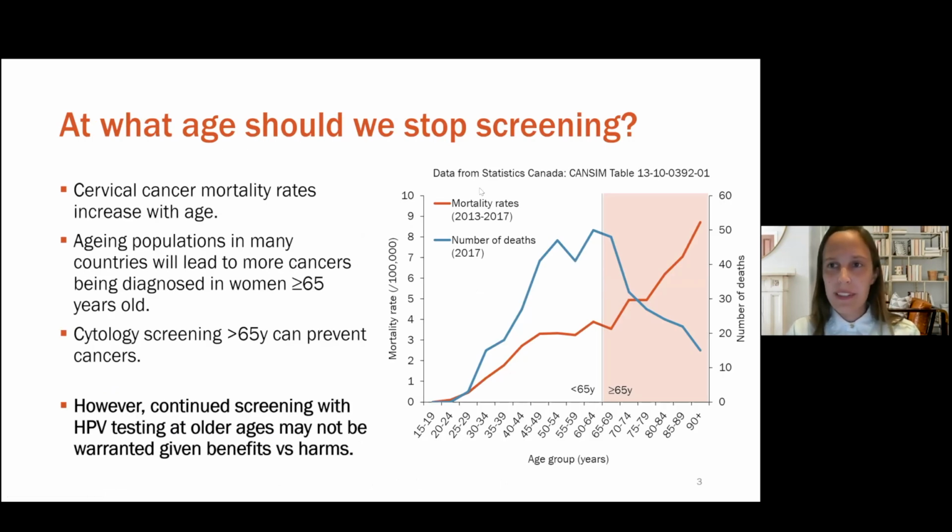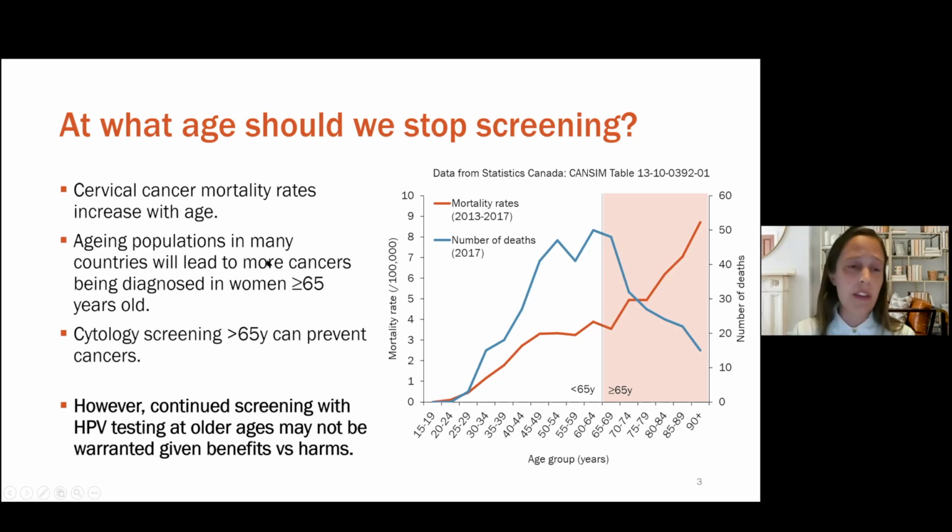So why did we decide to look at this question? A lot of it was due to demographic trends, in fact. Cervical cancer mortality rates do increase with age, and so there are some good arguments for why we might potentially want to keep on screening as women get older. And most countries are facing aging populations, which will lead to more cancers being diagnosed in women who are 65 years and older.